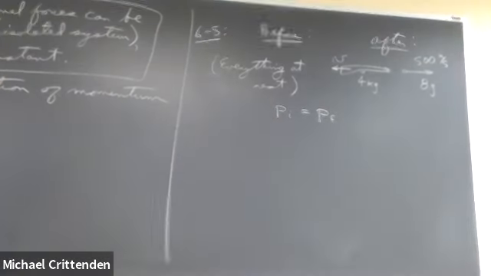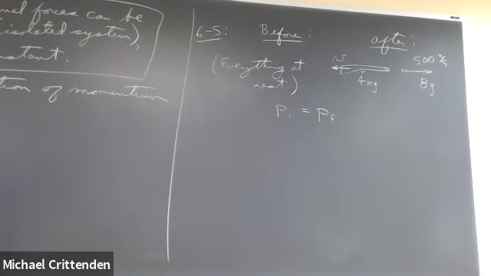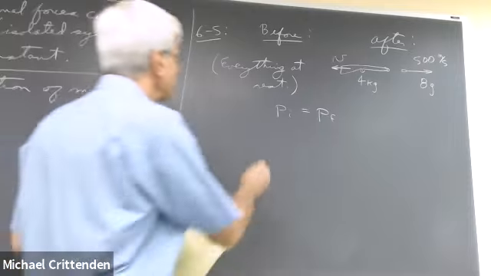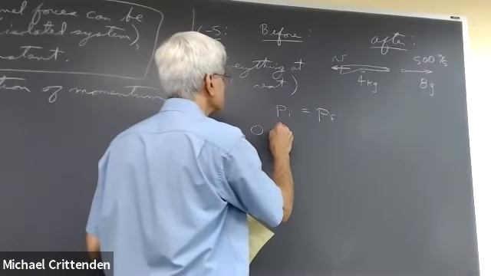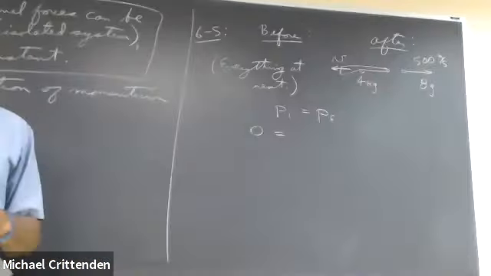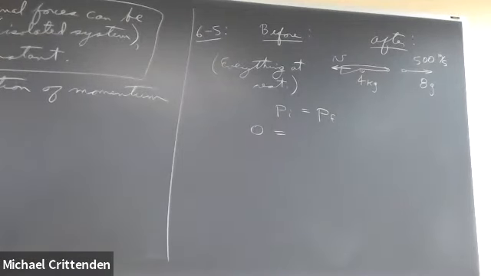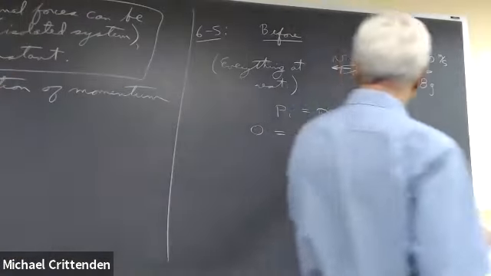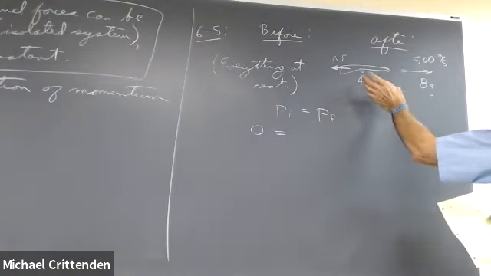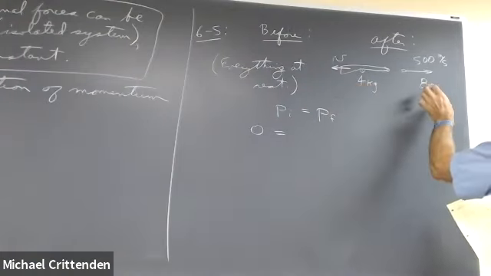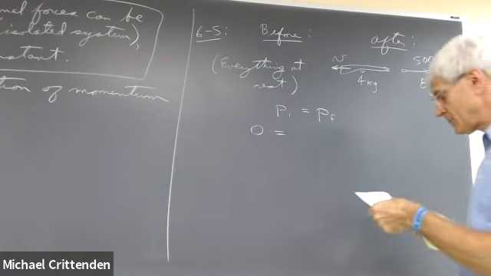And we don't need a full-blown vector treatment because it's a one-dimensional problem. Everything stays on the x-axis, so we can handle the directions just with plus and minus signs. Because everything is at rest, P initial equals 0. And as for final momentum, that would be mv for this object plus mv for that object.